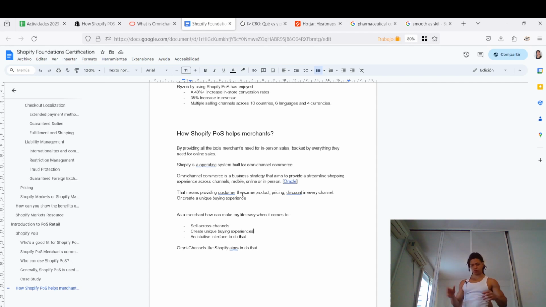So how can Shopify POS help merchants? By providing all of the tools that you need to sell in person, backed by everything you need to sell online. Shopify is an operating system built for omni-channel commerce.